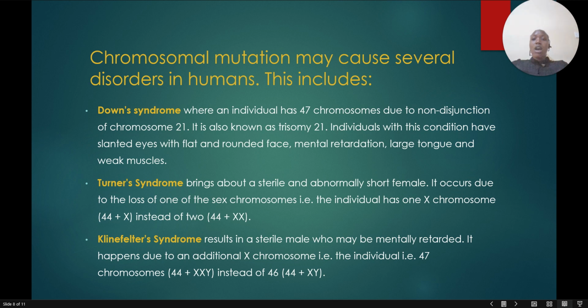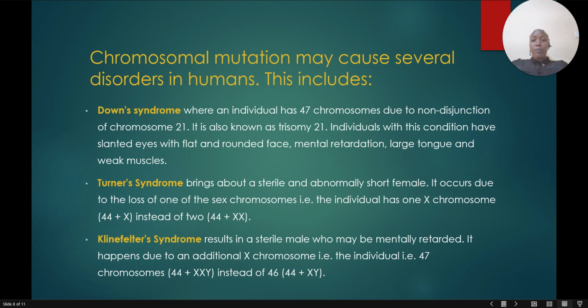In continuation, chromosomal mutation may cause several disorders in humans, and this includes Down syndrome, Turner syndrome, and Klinefelter syndrome. The first one, Down syndrome, is where an individual has 47 chromosomes due to non-disjunction of chromosome 21. It is also known as trisomy 21. Individuals with this condition have slanted eyes with a flat and rounded face, mental retardation, a large tongue, and weak muscles.